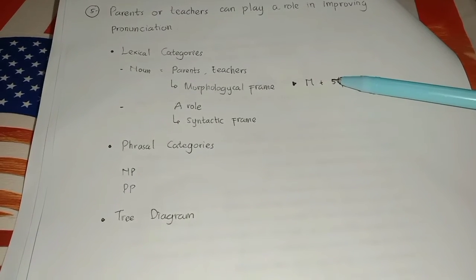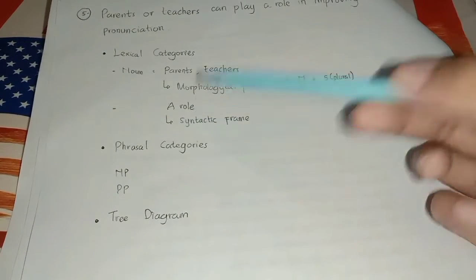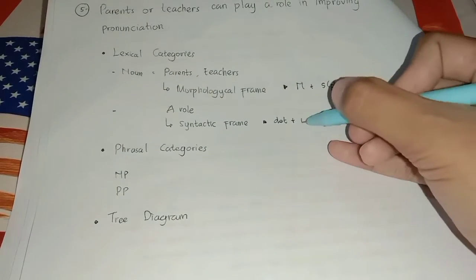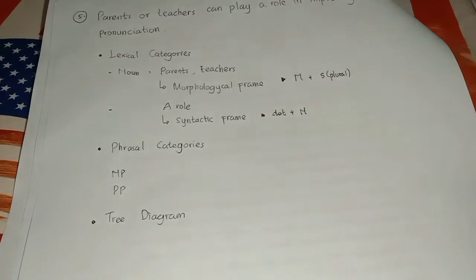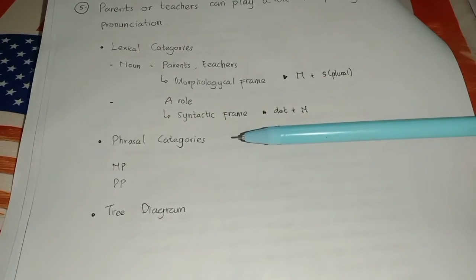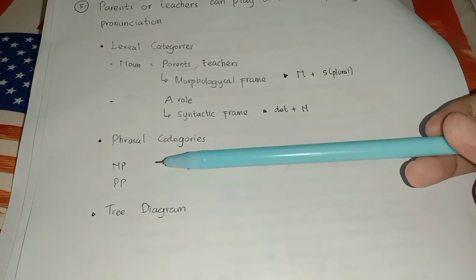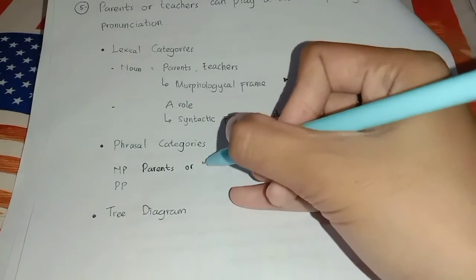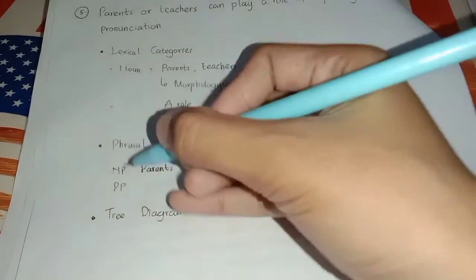For the second one, what is included in the syntactic frame is "a role" because it is formed by determiner plus noun, so that it becomes "a role." In this occasion, a role is a noun. And for the phrasal categories, I found two kinds of phrases. The first one is the noun phrase. The noun phrase of this sentence is "parents or teachers." The prepositional phrase is "in improving."